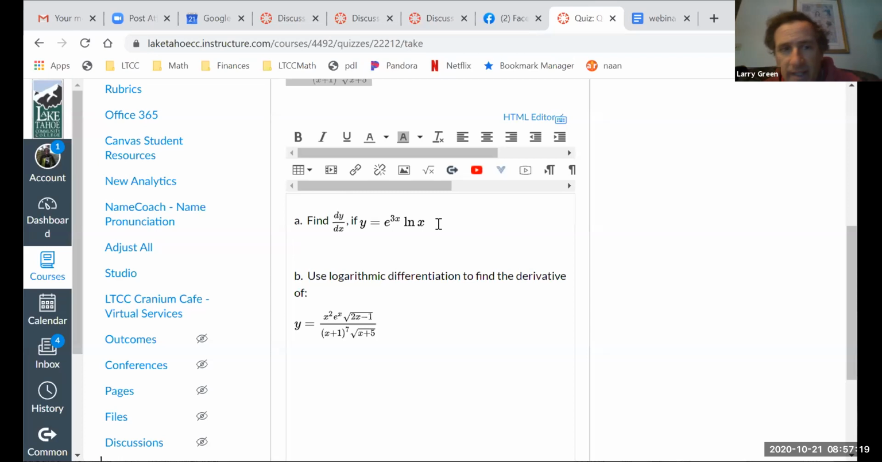Okay, so part A is we want to find dy dx if y equals e to the 3x times ln of x. So what rules do we have to use to find this derivative? Not a trick question. Yeah, product rule, and it turns out chain rule too. So what I'm going to do is copy this, makes it easier, and then adjust.